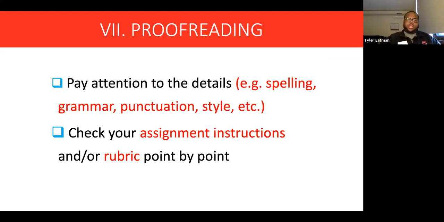Next is proofreading. So pay attention to the details, like your spelling, your grammar, punctuation, style. So making sure you're looking over all this and seeing if you're hitting everything and have all the details possible for you. So check your assignment instructions and or rubric point by point, making sure that you're incorporating everything when you're doing this writing assignment. We tend to get sidetracked when trying to do these writing assignments instead of following the structure that is available for us. Just make sure that you are following that rubric point by point and also the assignment instructions.